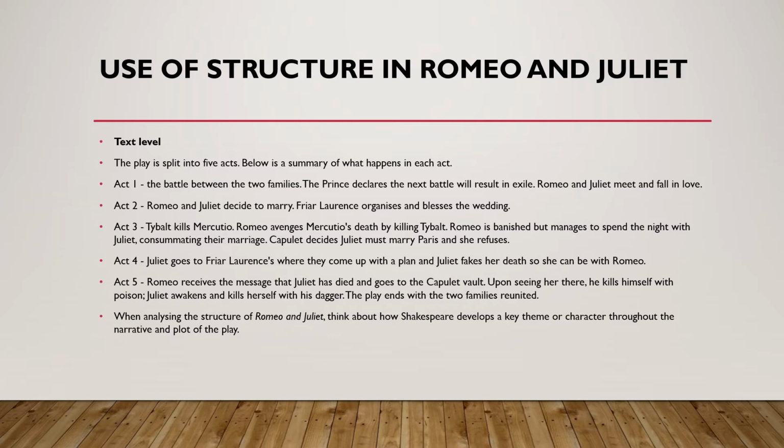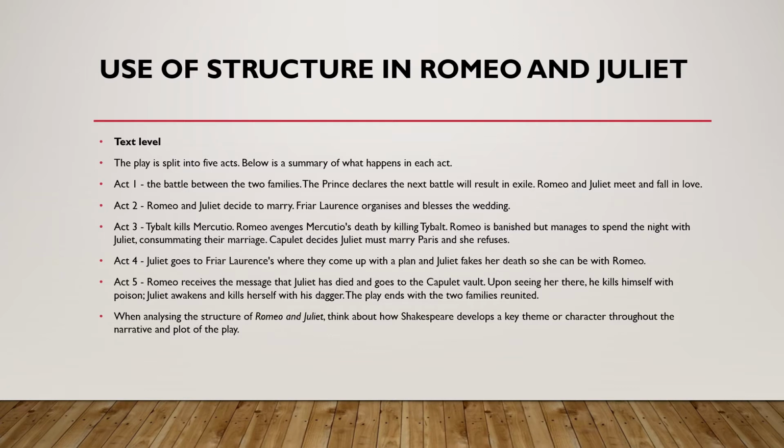Act 5, Romeo receives the message that Juliet's died, and he goes to the Capulet vault, the tomb where the body is. And when he sees her there, he kills himself with poison. Unfortunately, Juliet wakes up, and then she kills herself with Romeo's dagger. And the play ends, and the two families are reunited.